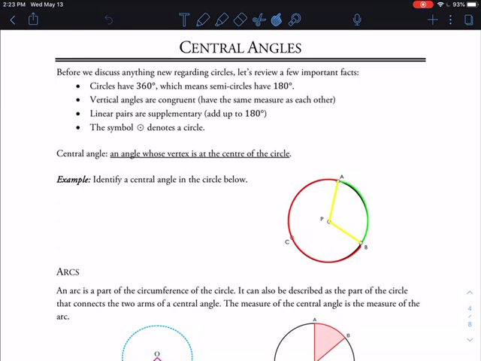Before we talk about anything new, today we're going to be talking about central angles, as you can see here. I just want to do a couple of review things, okay? So we know that circles have 360 degrees, which means that a half circle or a semicircle has 180 degrees.